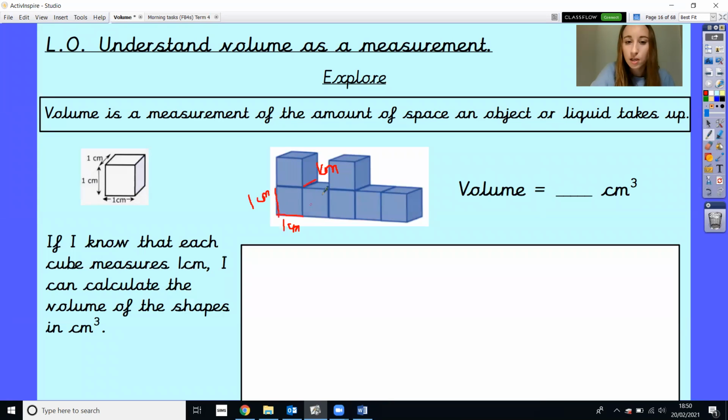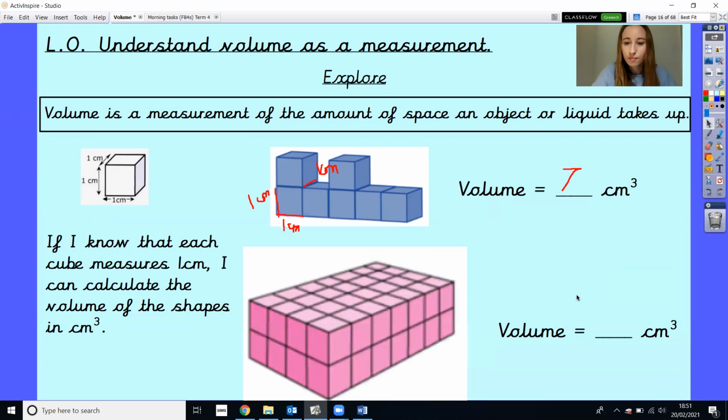Okay, so I've got 1, 2, 3, 4, 5, 6, 7 cubes. Each of them is 1 centimetre cubed. So I've got my volume is 7 centimetres cubed. Excuse my writing on the board today. I can't write with my board pen because I'm using my mouse.